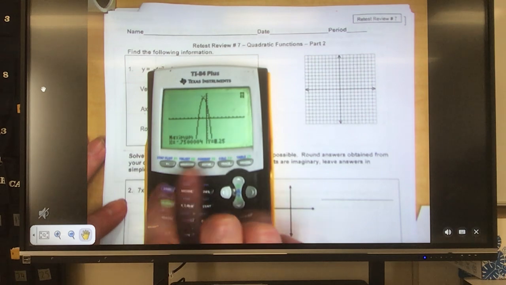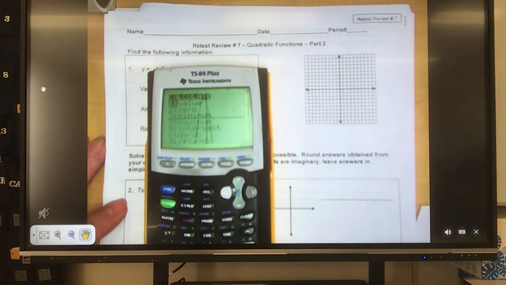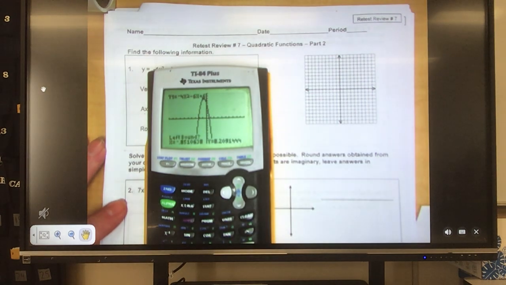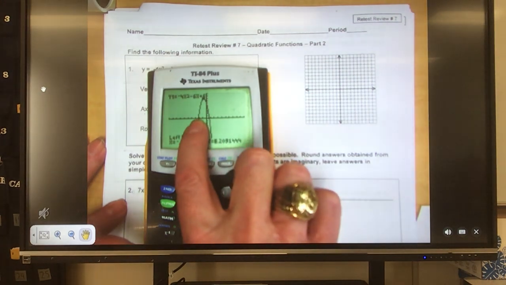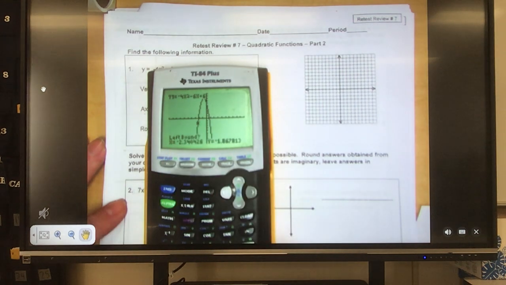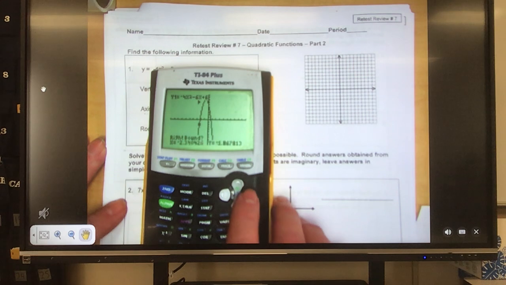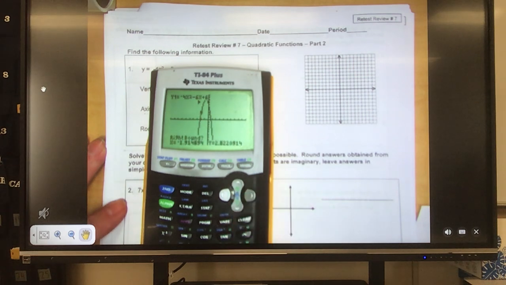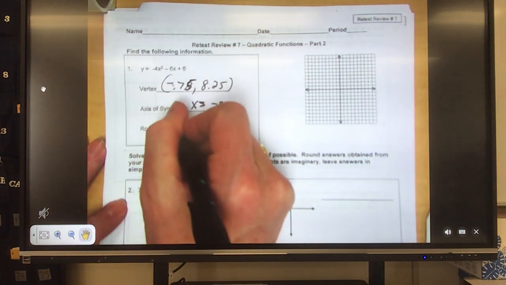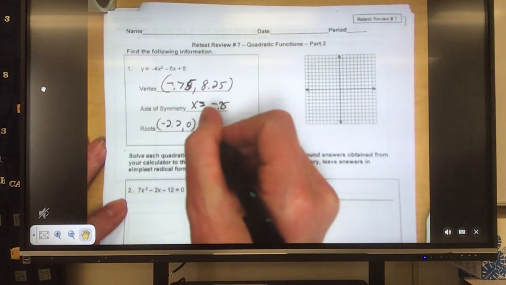So I go second, trace, 0, number 2. I'm going to find the leftmost one, so I use my little cheat sheet that's on the board, and it tells me if I'm getting this one, my left bound has to be below the x-axis. So left bound, below the x-axis, hit enter. Right bound is above the x-axis, hit enter. Guess, hit enter. We round to 1 decimal place, so that'd be negative 2.2. So we have negative 2.2, comma 0.